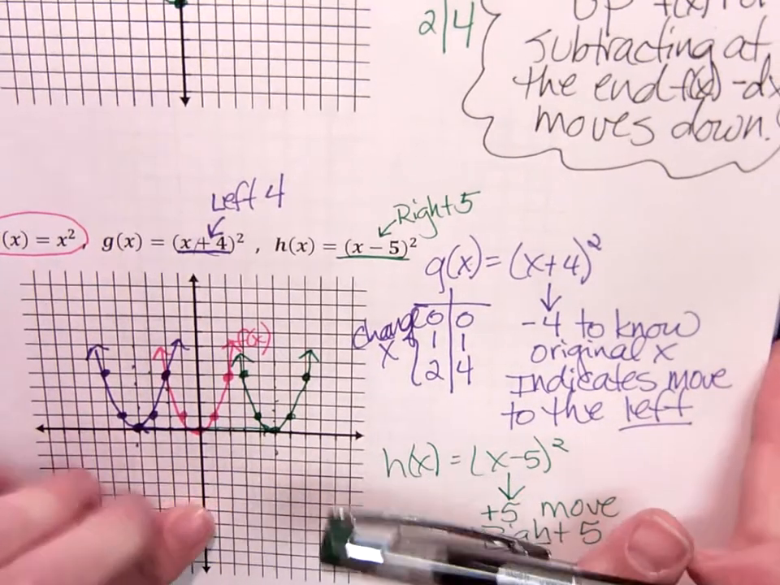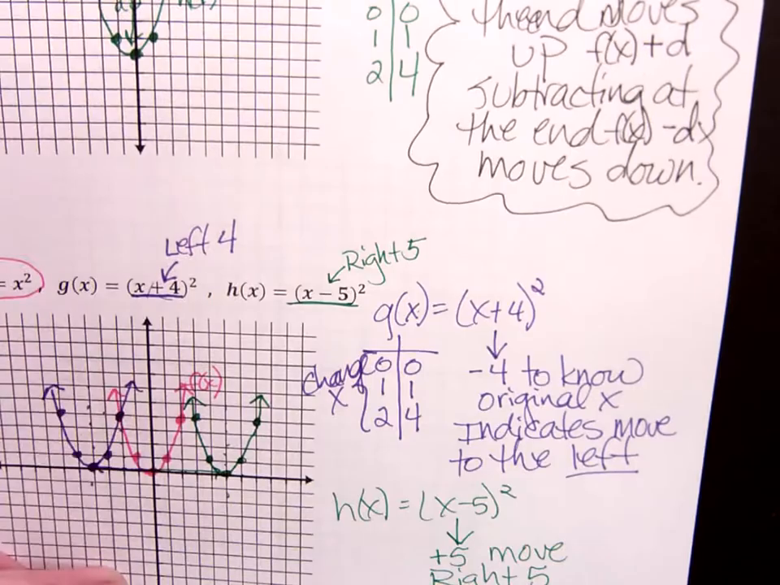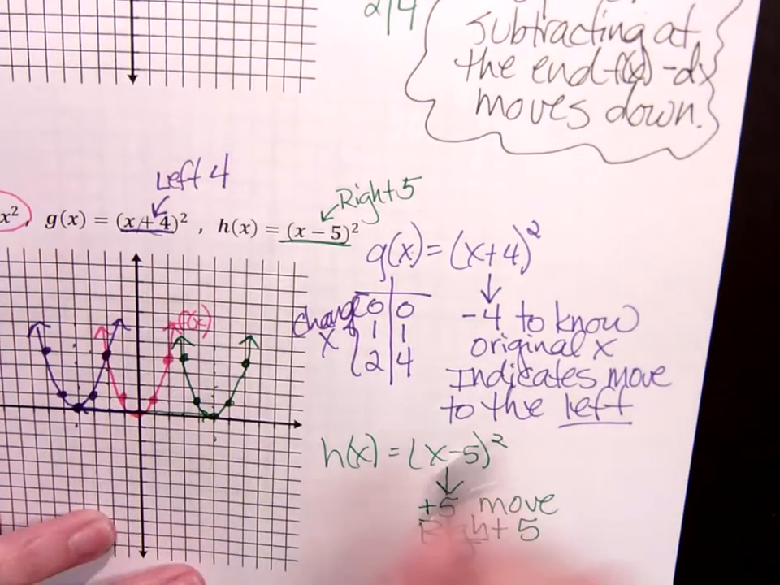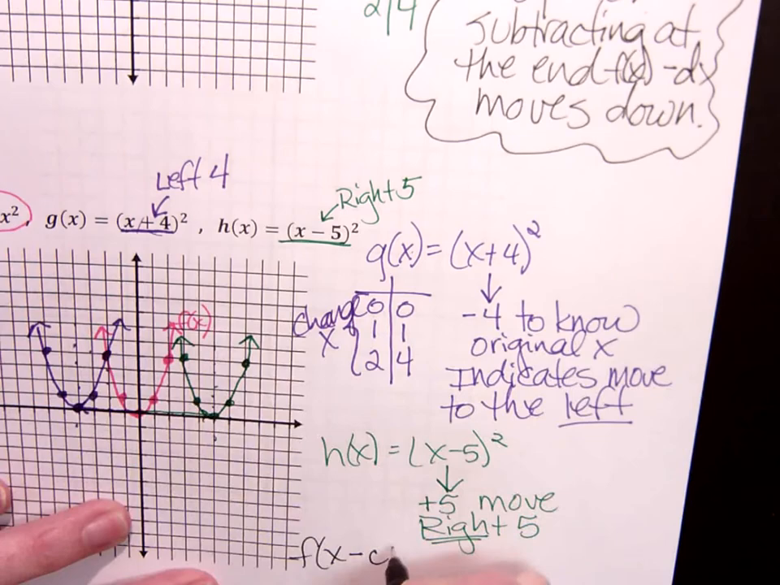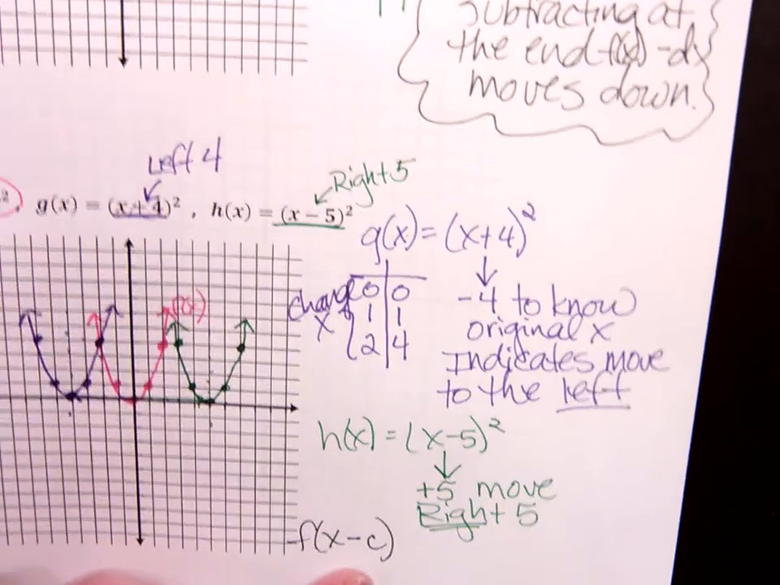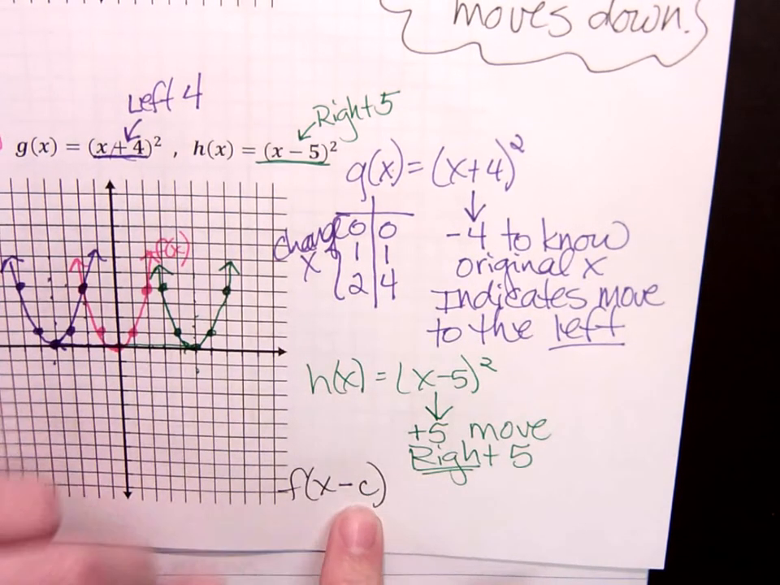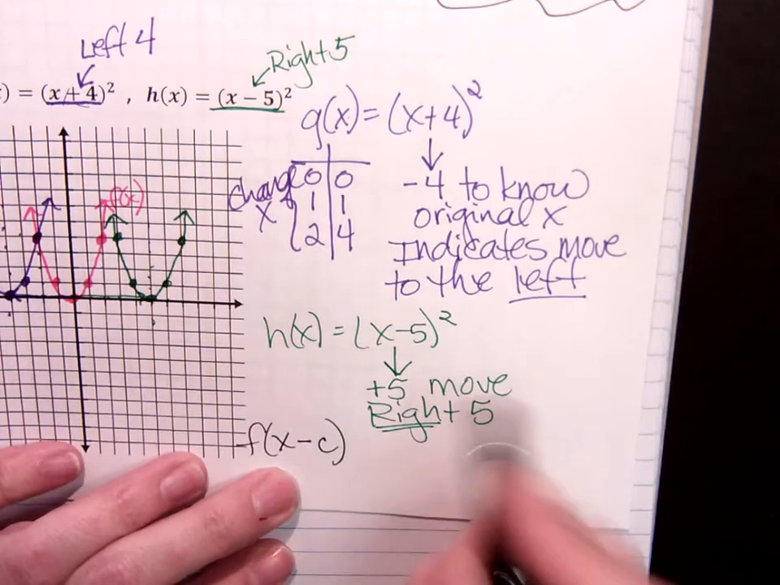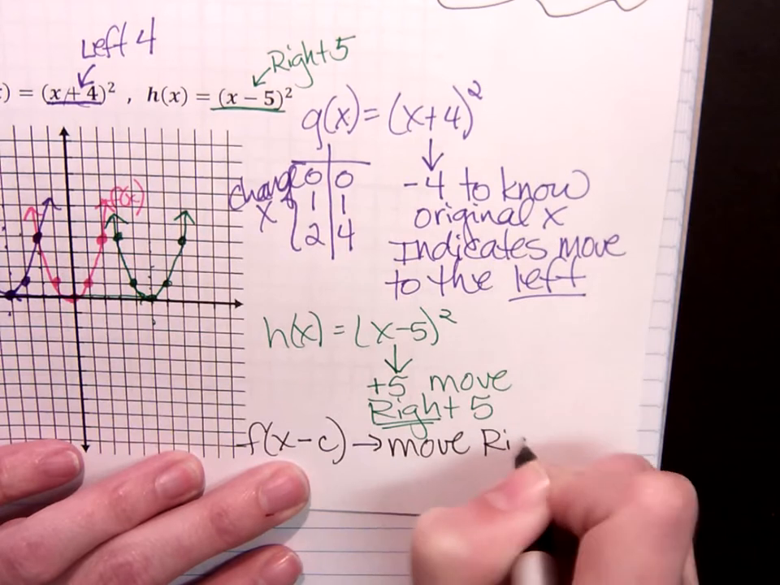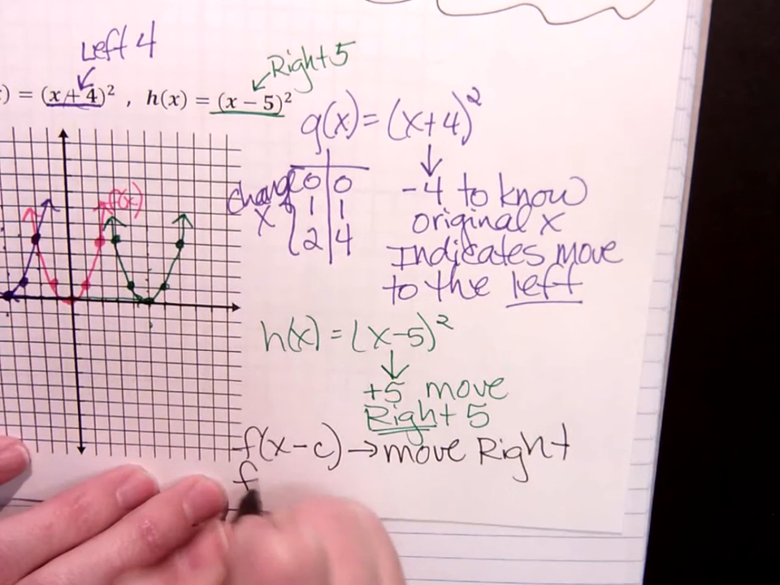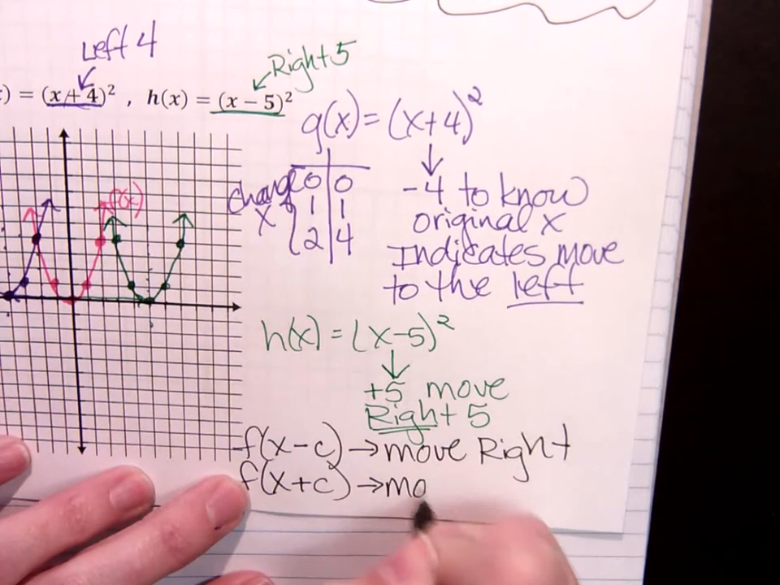Okay. So again, all this is telling us is that when I see f of x minus c, some number, not the c we're used to from standard form, just that c is sitting there because it stands for some constant number that we plug in, that tells us we're moving right. f of x plus some number c means we're moving left.